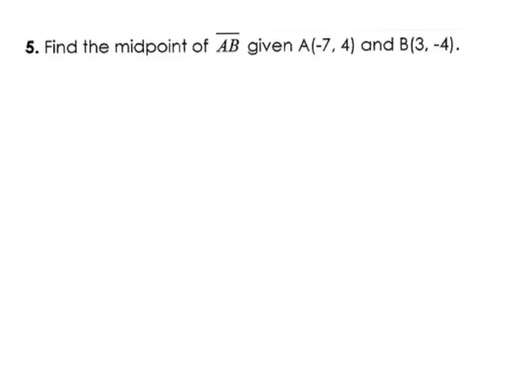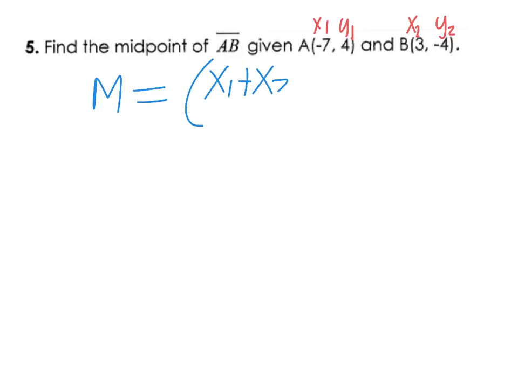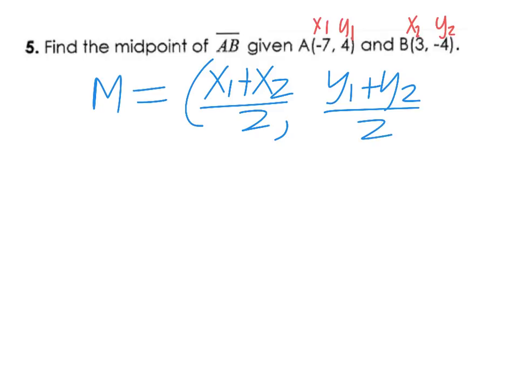All right, here's an example. We want to find the midpoint of line segment AB given the two endpoints, A and B. So just like with the distance formula, the first thing we want to do is label our points. So we've got x1, y1, x2, and y2. Then we're going to use the midpoint formula, so we're going to copy it down. What is our midpoint formula? x1 plus x2 divided by 2, comma, y1 plus y2 divided by 2.